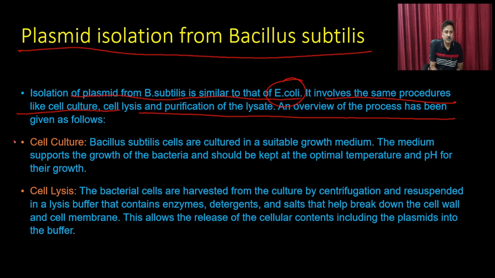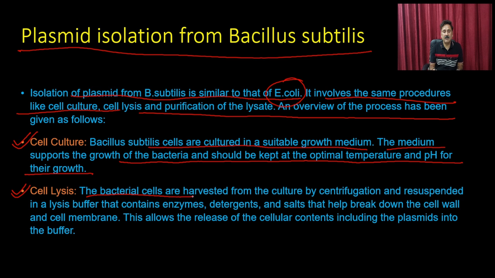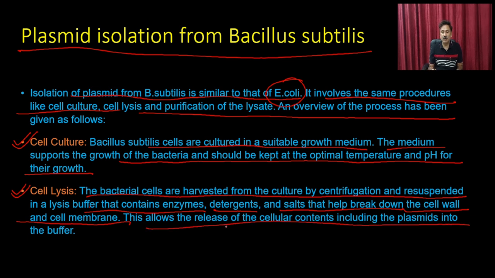And what you are supposed to do is, first you are going to do cell culture. Bacillus subtilis cells are cultured in a suitable growth medium. The medium supports the growth of the bacteria and should be kept at the optimal temperature and pH for their growth. Then you are going to do the cell lysis. The cells are harvested from the culture by centrifugation and resuspended in a lysis buffer that contains enzyme, detergent and salt that break open the cell wall and cell membrane. This allows the release of the cellular content into the buffer.